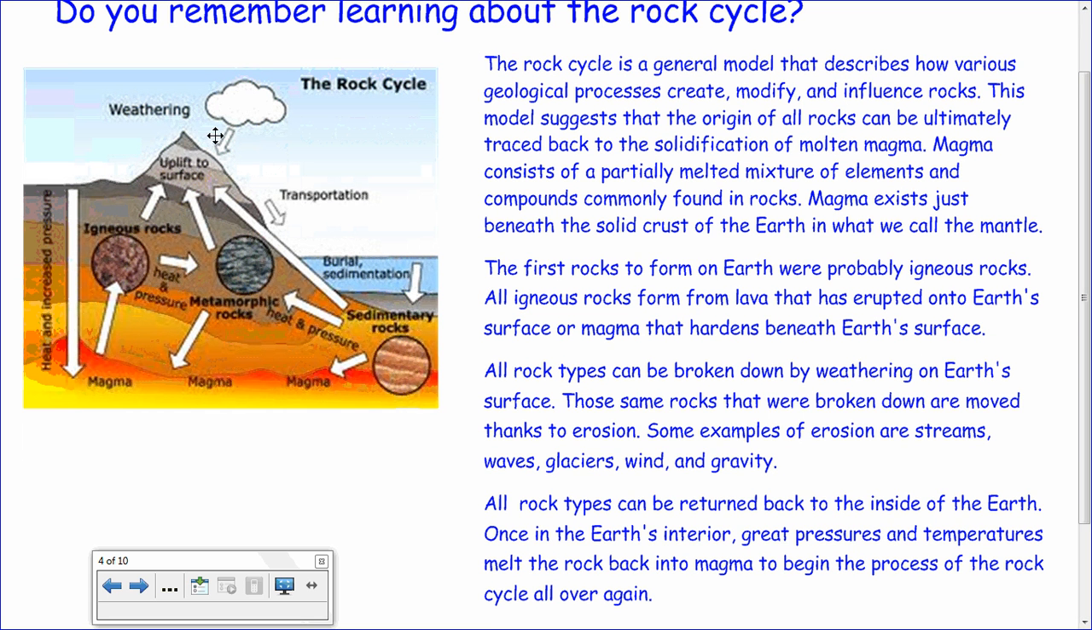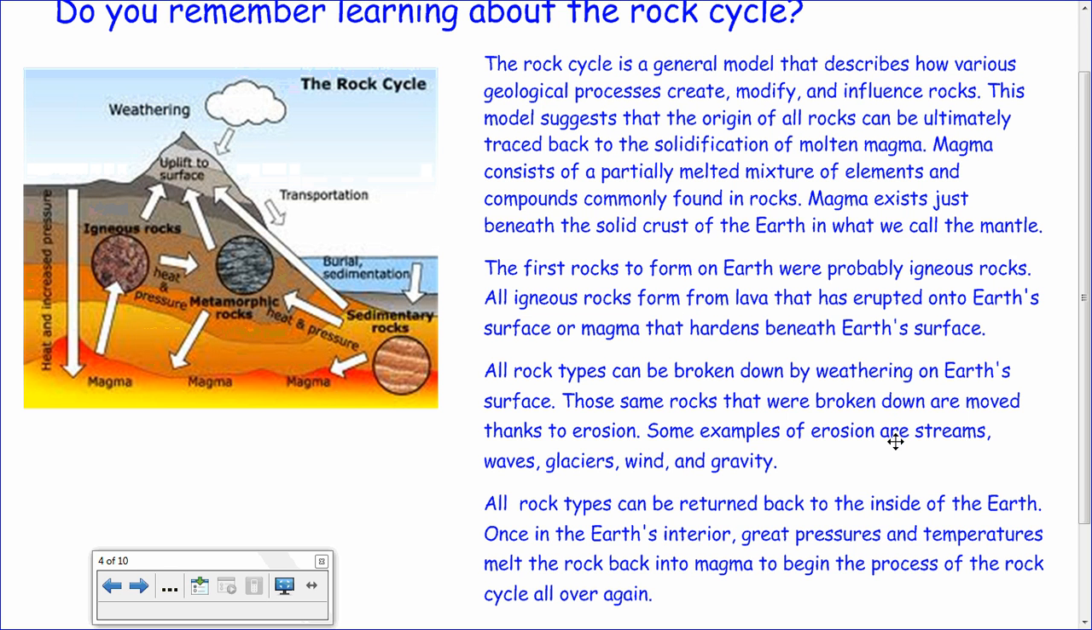And you can see here, they're showing sort of this cycle that I'm talking about right now. Erupted onto the Earth's surface, or magma that hardens beneath the Earth's surface. So it can harden down under here, or it can erupt up on here. Either way, all rock types can be broken down by weathering on Earth's surface.